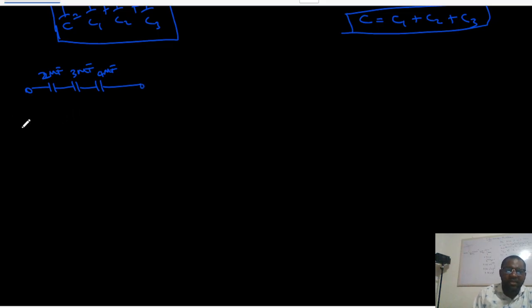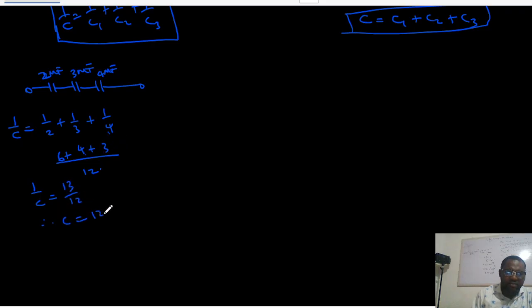Okay, so in this case now I'm going to say 1 over C, since they are in series, is equal to 1 over 2 plus 1 over 3 plus 1 over 4. That's what to do here. And the LCM is 12. So 12 divided by 2 is 6, 6 times 1 is 6. 12 divided by 3 is 4, 4 times 1 is 4. 12 divided by 4 is 3, 3 times 1 is 3. So 1 over C is equal to 6 plus 4 is 10 plus 3 is 13 over 12. And so you have that C is equal to 12 over 13 if you invert it.